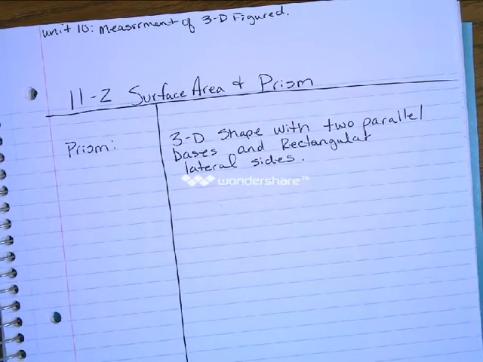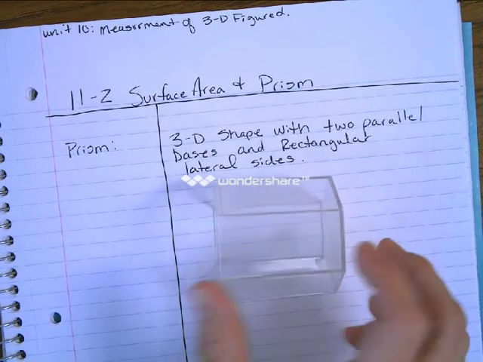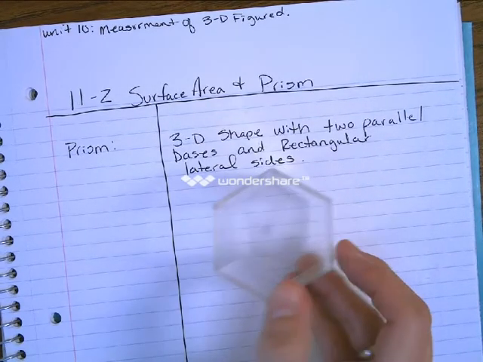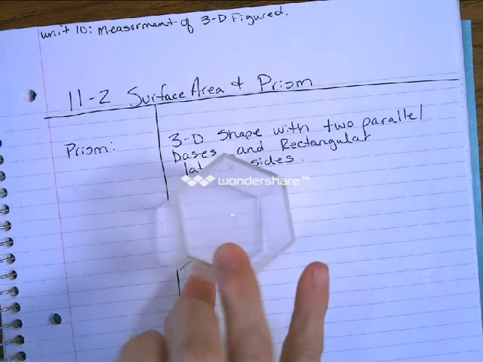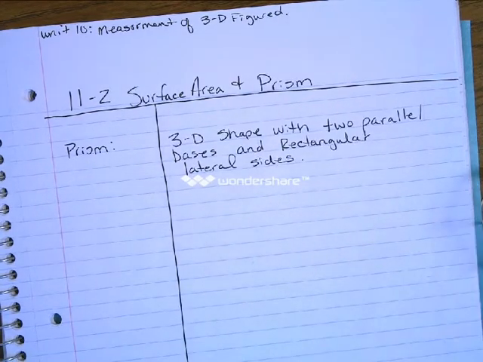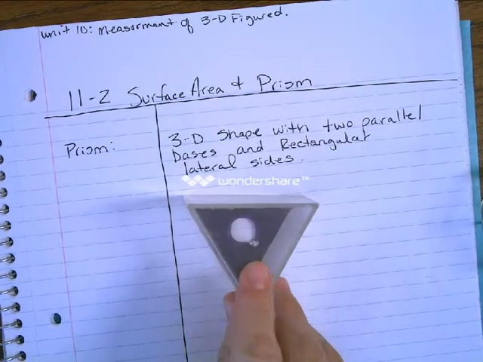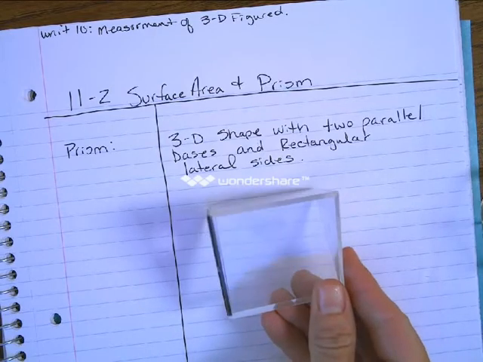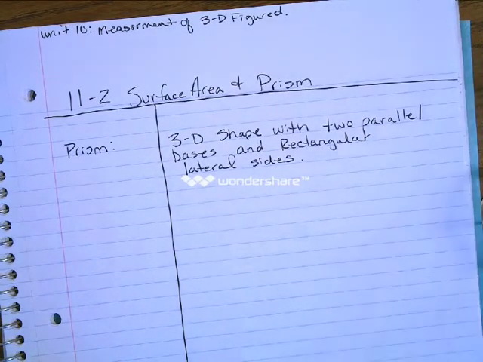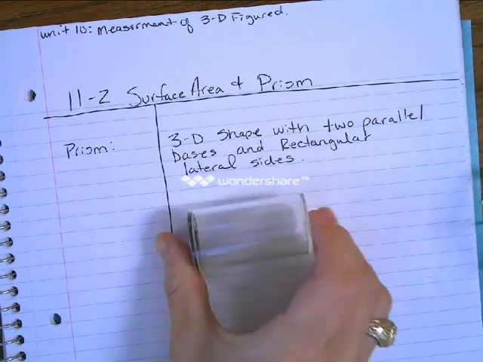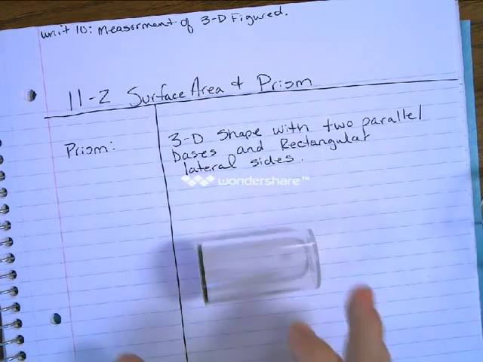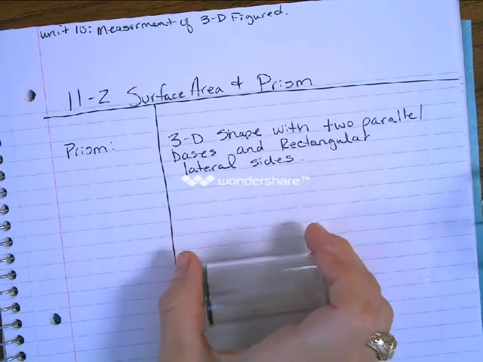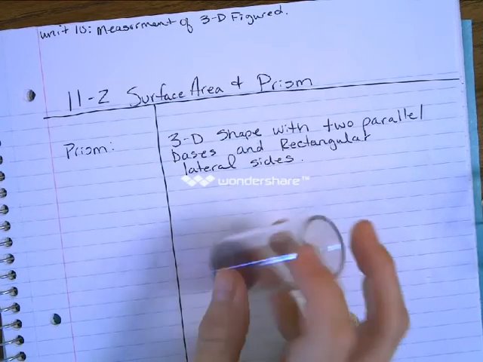Okay, here's a hexagonal one, in case you're curious. Okay, again, two hexagons parallel. Here's a triangular prism, triangles on both sides, rectangular lateral faces. And then here's a cylinder. Okay, a cylinder is technically a prism, because it does have two congruent opposite bases.